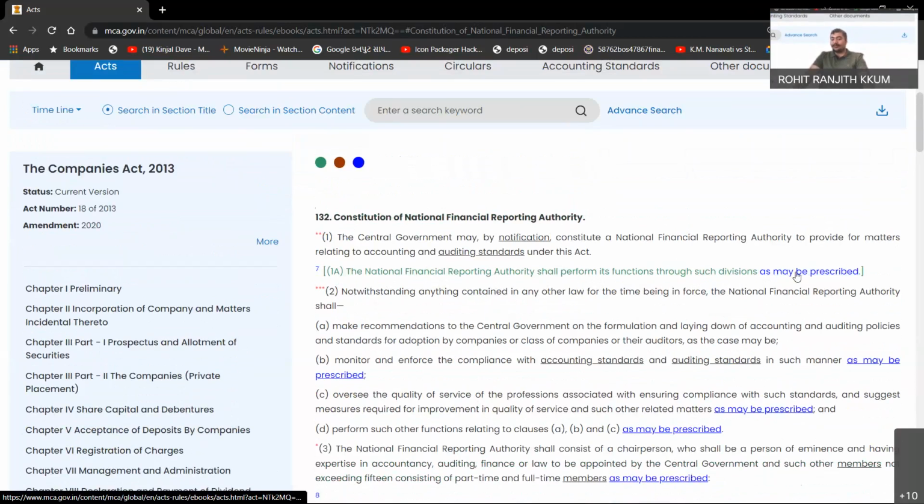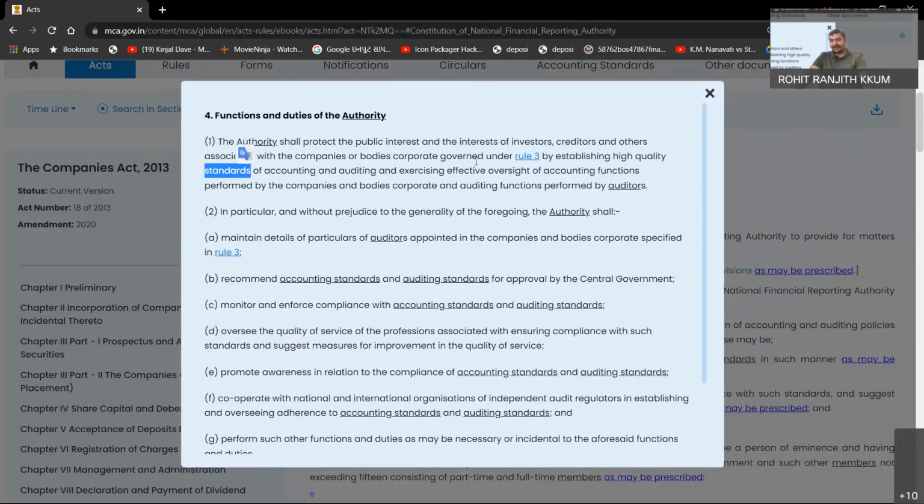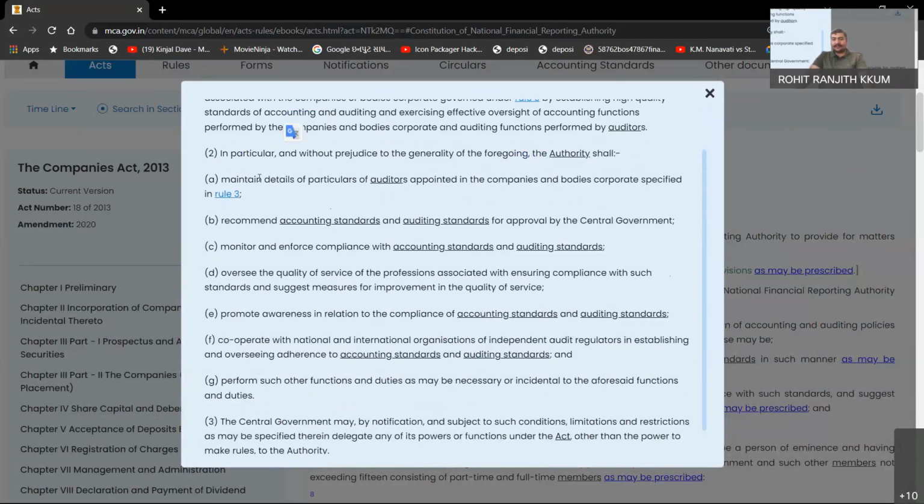So guys, there are rules. What kind of rules are there? Look at this. This rule actually provides the functions of NFRA. So what kind of functions are there? It shall maintain the particulars of the auditors appointed in the companies and bodies corporate specified.